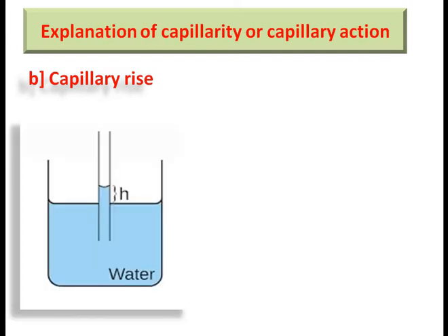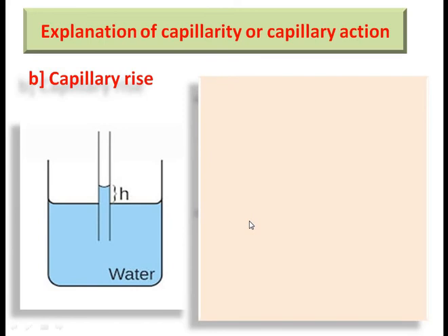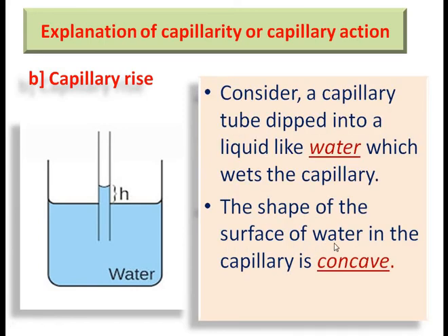In this diagram we see a container. In the container there is water, and in the water again the same capillary is dipped. What will happen? As soon as the capillary is dipped in the water, the level rises inside the capillary tube above the horizontal level in the beaker. This is the capillary rise. The shape of the surface of the water in the capillary is now concave.